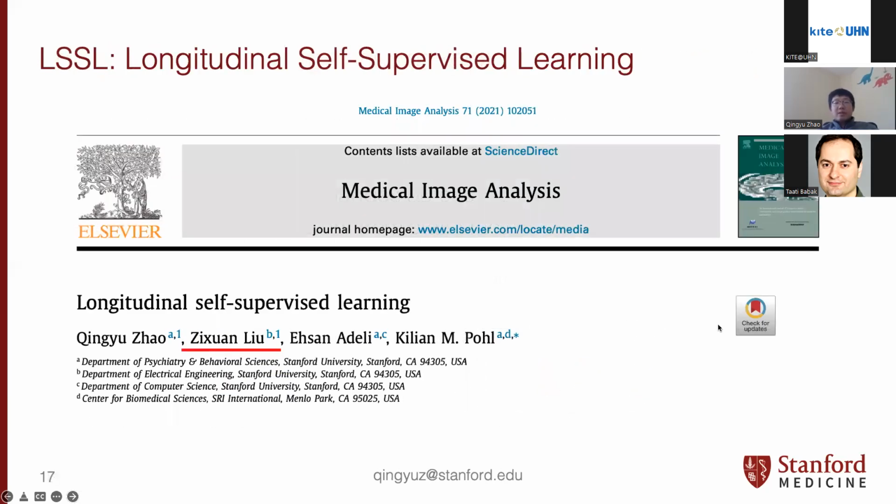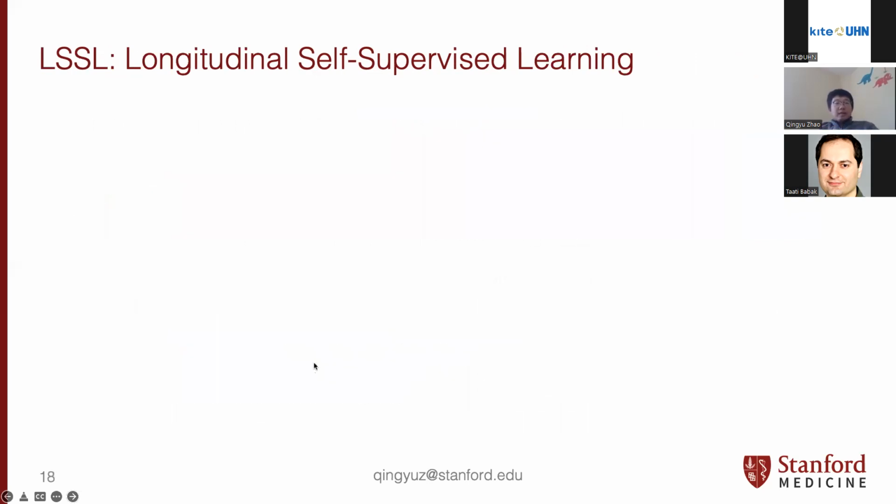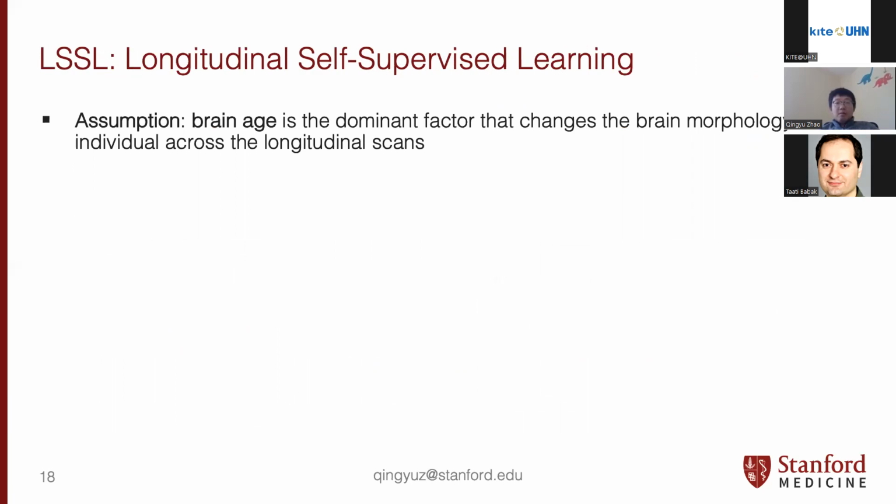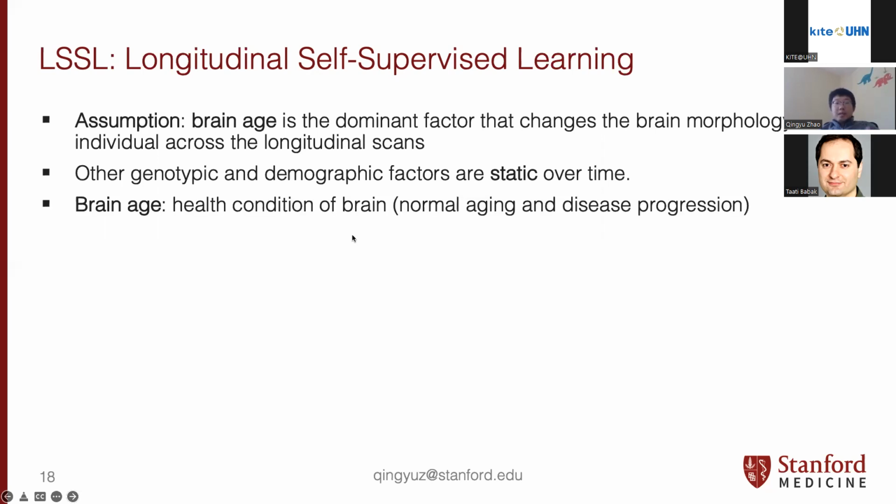So based on this notion, we developed a framework called longitudinal self-supervised learning. I did this work together with Zach Liu, who is now a PhD student at Washington University. The idea here is that longitudinal data is primarily used for quantifying developmental changes. So here we make a simplifying assumption that the only factor that induces changes across visits of the same subject is the factor of brain age. And when I say brain age, I do not mean chronological age, but brain age is actually a marker quantifying the health condition of the brain. So people with the same chronological age can have different brain ages.